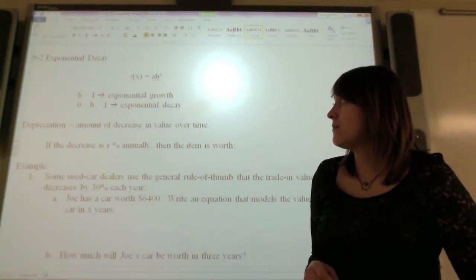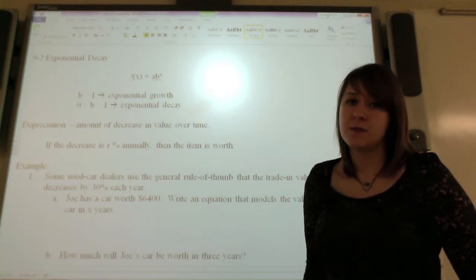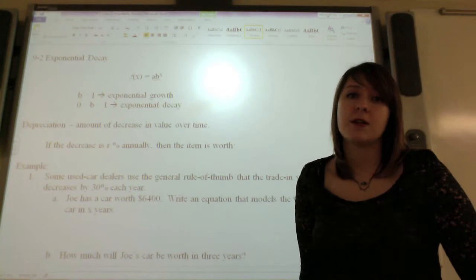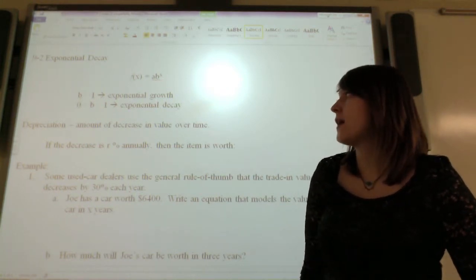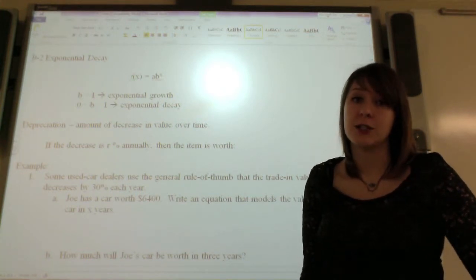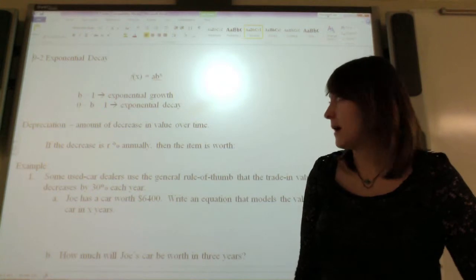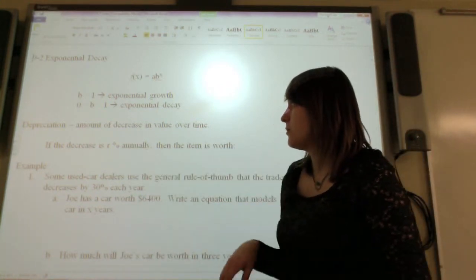So when we had a value that was greater than 1 for b, that gave us what's called an exponential growth. Today we're going to talk about exponential decays, which occur when you have a growth factor that's between 0 and 1. In other words, your growth factor is some sort of fraction, meaning that you're going to get smaller every time. Okay, so depreciation, that's kind of our vocab word for the day.